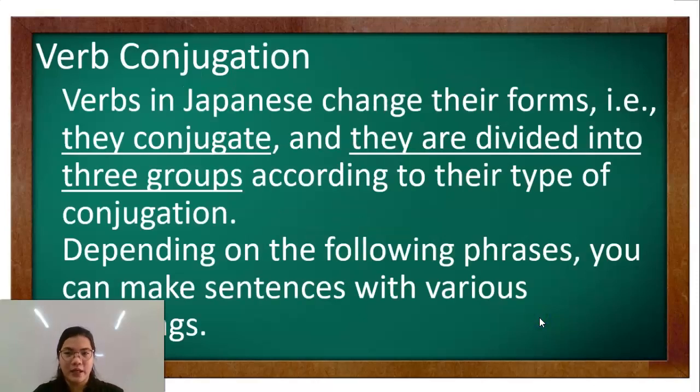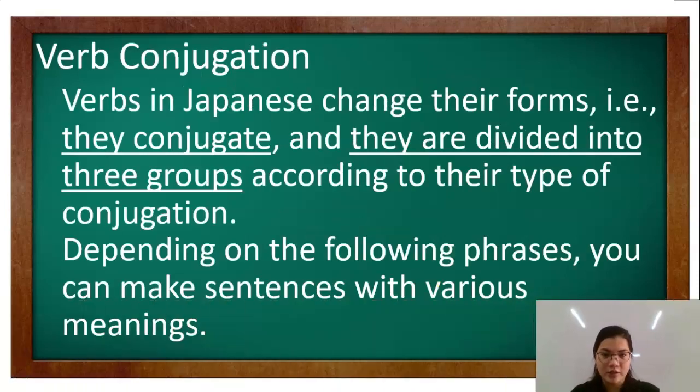Okay, so our first topic here is the verb conjugation. Verbs in Japanese change their forms. They are conjugated, or divided, into 3 groups according to the type of conjugation. Nag-iiba ang mga verb in Japanese in forms. Depending on the following phrases, you can make sentences with various meanings. Depende kung anong form siya, makakagawa ka ng iba't ibang meaning sa isang sentence.